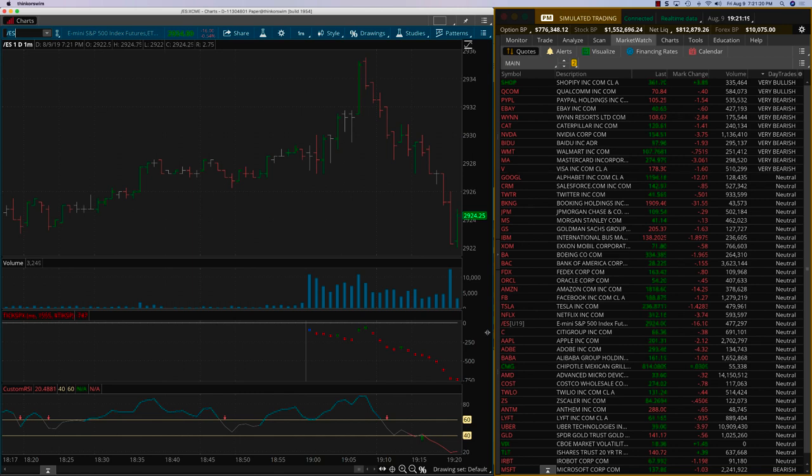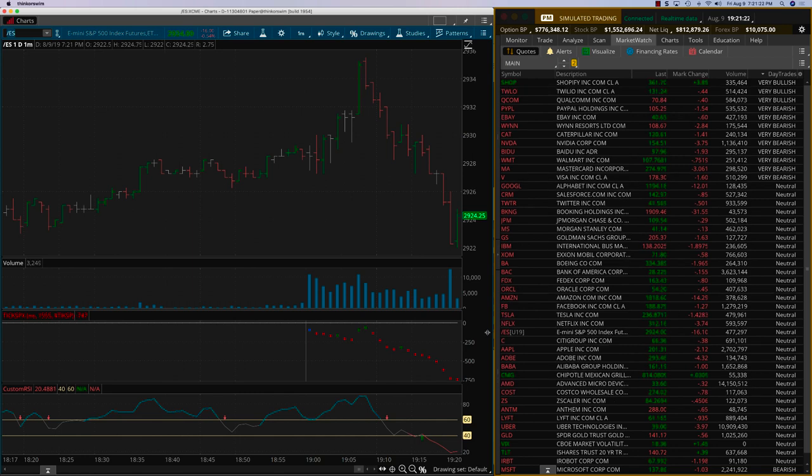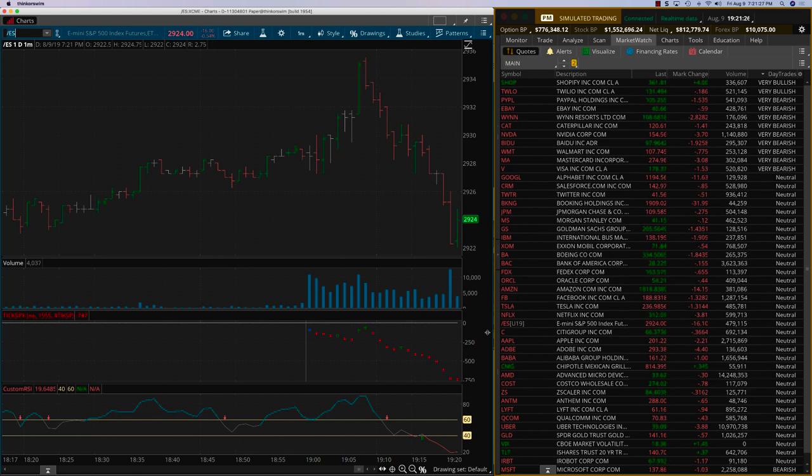So now we are in about 20 minutes. It's still not enough, but you can see somewhat of a trend developing to the bearish side, and this is nice and persistent.